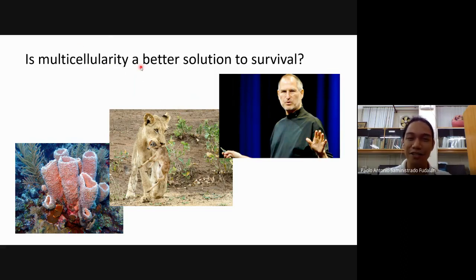But is multicellularity really a better solution? Steve Jobs died because of cancer, di ba? Pancreatic cancer. And cancer, as I mentioned, only happens in multicellular organisms. So, would you rather be a unicellular organism that has the capability to be immortal as long as you don't get eaten? Or would you be a multicellular organism? You can think, you can make tools, but you are prone to cancer, so you could still die out of cancer. So that's sort of the questions that I have here.